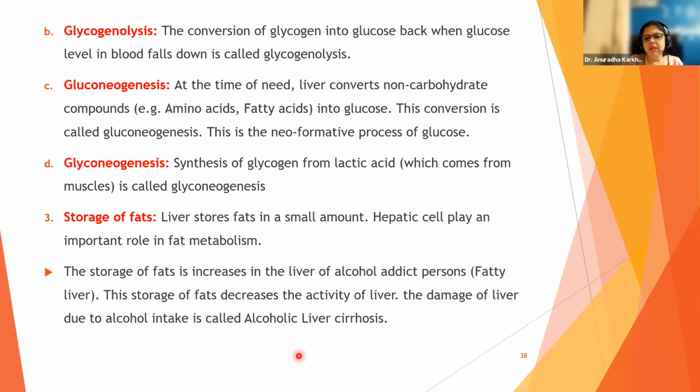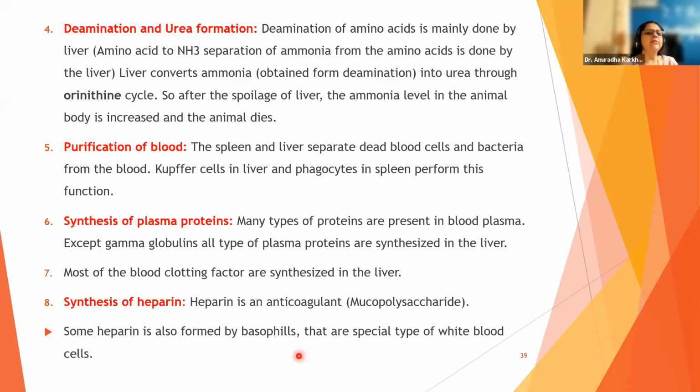And that is a very common thing in alcohol addicts, those who drink a lot of alcohol. Deamination and urea formation. Deamination of amino acids is mainly done by the liver. What do you mean by deamination? Removal of the NH3 group. So the separation of ammonia from the amino acid is done by the liver. The ammonia group, NH3 group, will be separated from the amino acids.